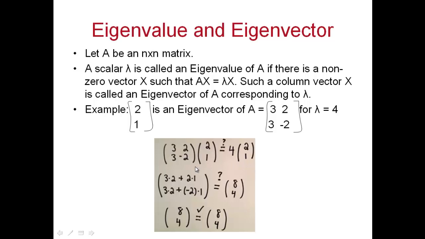Now how many eigenvalues and eigenvectors are you going to have for a square matrix? It depends on the dimension. This is a 2 by 2 square matrix, so you're going to have 2 eigenvalues and the corresponding 2 eigenvectors. It's a property: if we have an n by n matrix, you're going to have n eigenvalues and each such eigenvalue will have a corresponding eigenvector.